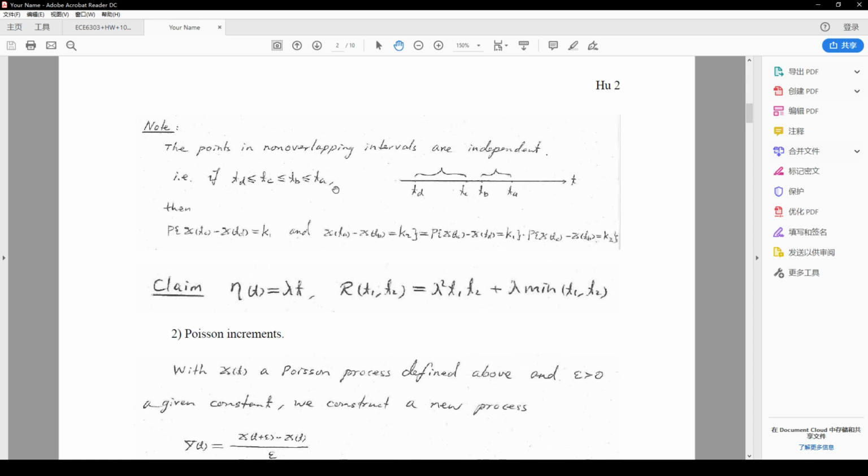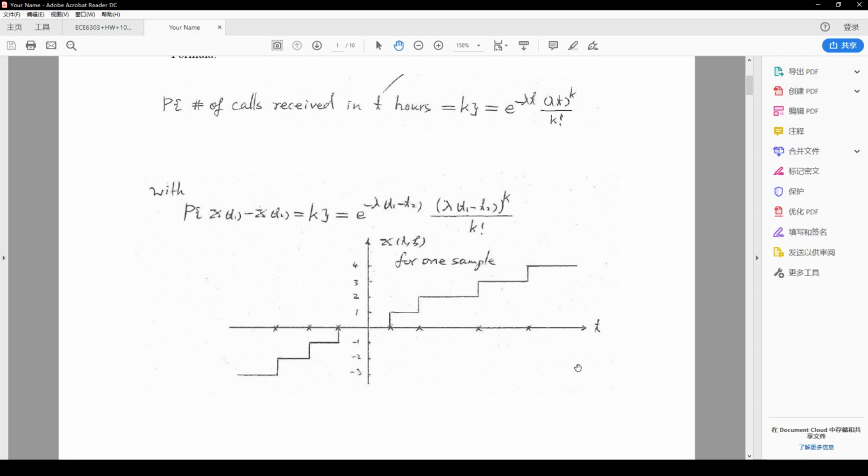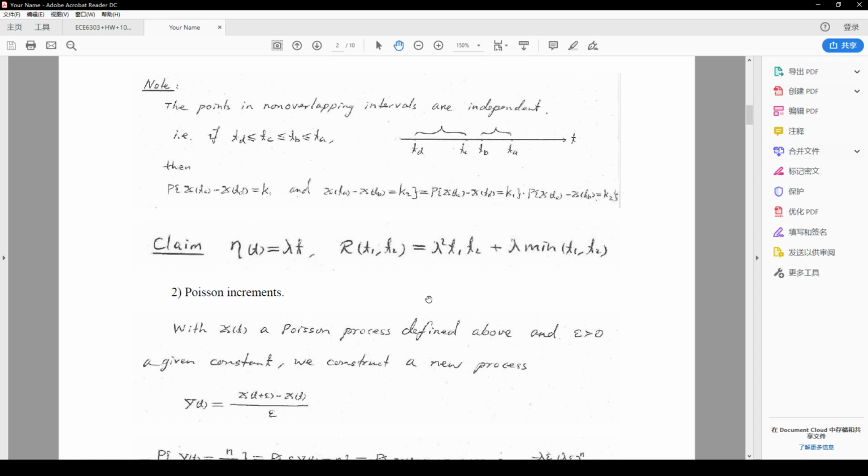Then we have the features that the mean is equal to lambda t, because it increases with time, so the mean value depends on the value of t. And also we have the autocorrelation equal to this. So the mean of the Poisson process is a linear function of t and matches common sense, which means the longer time we spend in the Poisson process, the larger the expected value will be.